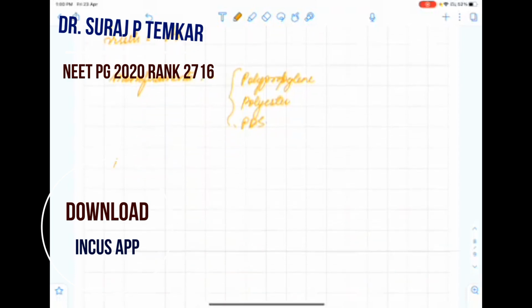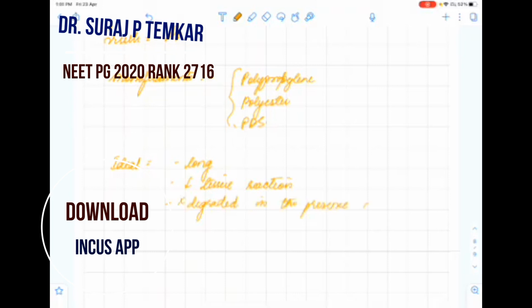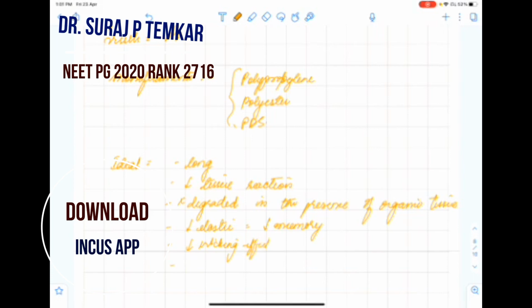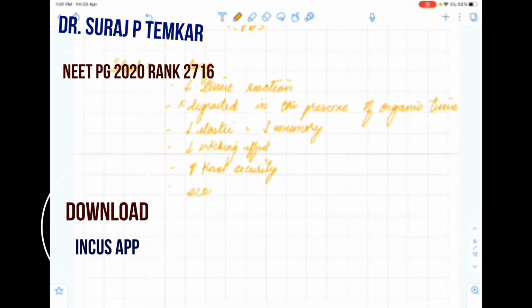And then they'll ask what is an ideal suture material. It should stay for long, cause less tissue reaction, not be degraded in the presence of organic tissue, be less elastic, that is less memory, less wicking effect, increased knot security, economically available, and cause reduced inflammation. The list can go on, you can add any number of things, but these are the main things for an ideal suture material.